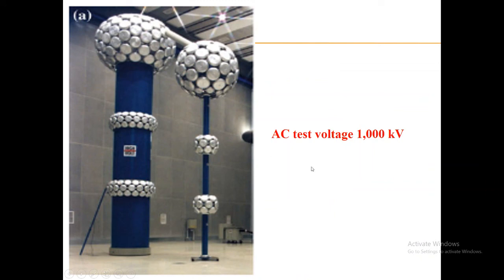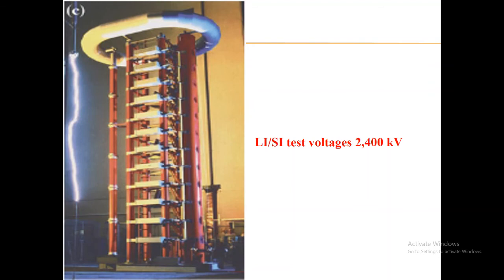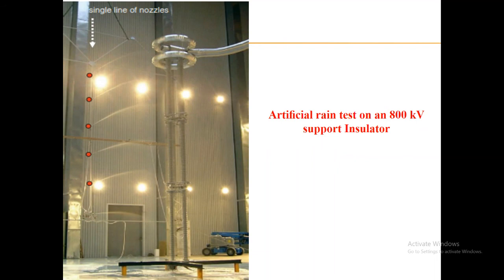So let us quickly see some photographs related to the equipment that you see in the high voltage laboratory. Here you can see this is the three-stage cascade transformer, which has a voltage level of 1000 kilovolt. This is the DC test voltage setup up to 1500 kV. This is the lightning or switching impulse test voltage facility up to a voltage level of 2400 kilovolt. This is the artificial rain test setup to test the insulators of 800 kilovolt.